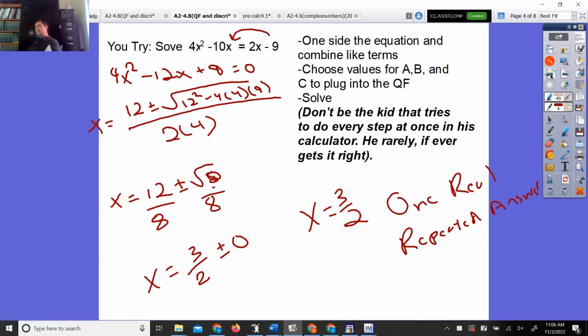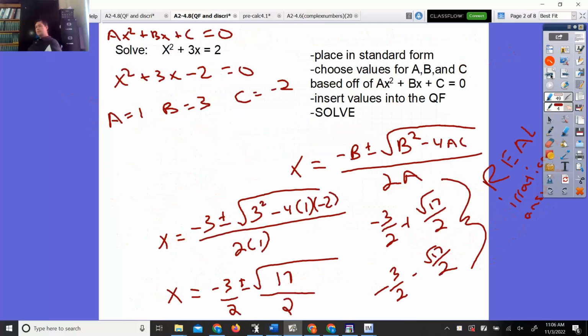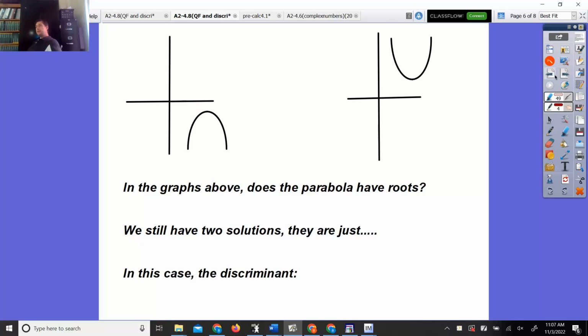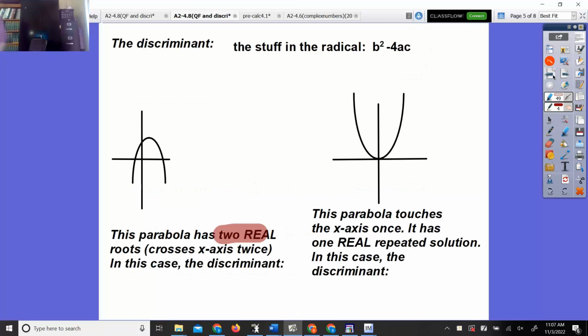We had a situation right here where we had two real answers, right? What was in that radical when everything was said and done? 17. Okay. So you get real answers when you get positive numbers inside the radical. You get real numbers when the discriminant, b squared minus 4ac, is positive. Another way of saying something is positive is saying it's more than 0. That's the note that goes there.